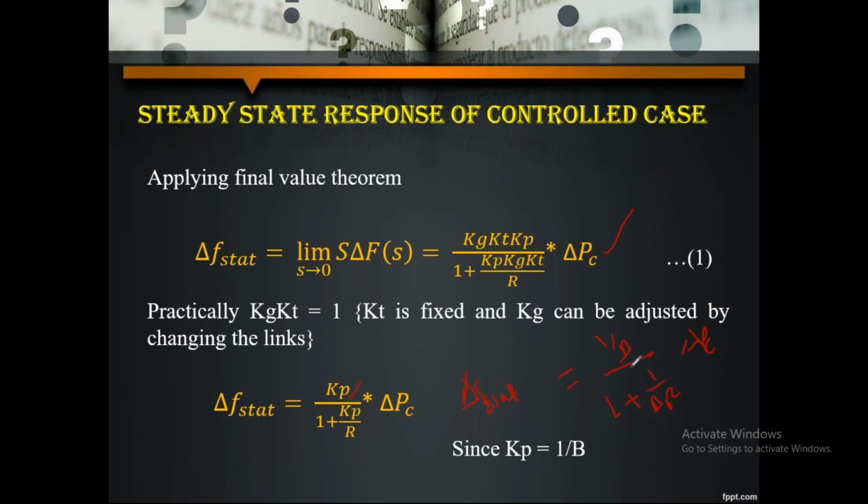Take the 1 by B from the denominator. So if you take 1 by B as common here, 1 by B divided by, taking 1 by B as common, you will get B plus 1 by R. So both will get cancelled. You will get finally 1 divided by B plus 1 by R. So just substitute K_p equal to 1 by B in this equation.